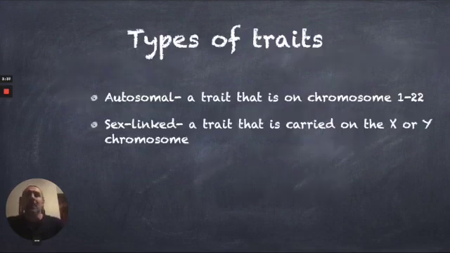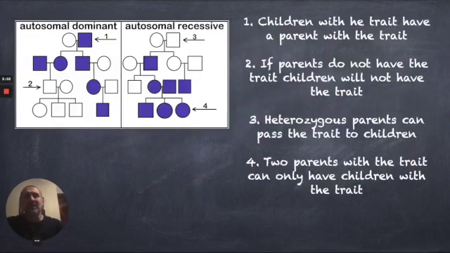All right, so whenever we're looking at a pedigree, we're looking for two different types of traits: autosomal traits and sex-linked traits. Autosomal just means the traits are carried on chromosomes 1 through 22. They have to do something with the body. Sex-linked traits are carried on the XY chromosomes, the sex chromosomes. All right, so how can we tell what's what by looking at a pedigree?